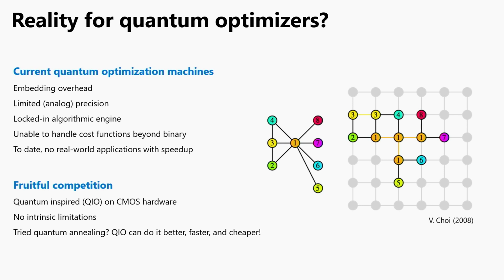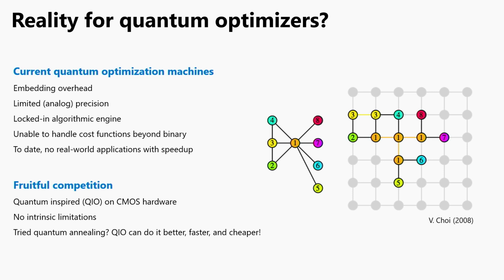Having these claims of speed up is what really has fueled my interest in this problem and created a fruitful competition that has made us develop new methods that can solve these problems that were considered to be very, very hard much more efficiently than before. More importantly, if you run this on a regular CPU, we have absolutely no intrinsic limitations, which is great news. And then finally, if you've tried quantum annealing on a problem, we can do it faster, we can do it cheaper, and we can do it better if we just emulate the quantum processes on classical hardware.